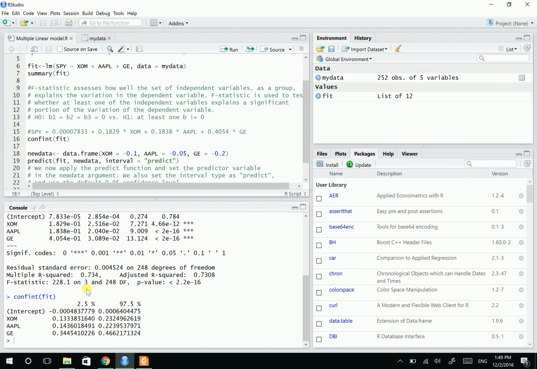So here, let's see Exxon. I would say there is a 95% chance that the estimate of the Exxon coefficient falls in this range, and as well as Apple and GE, these are the 95% ranges they're going to fall in.